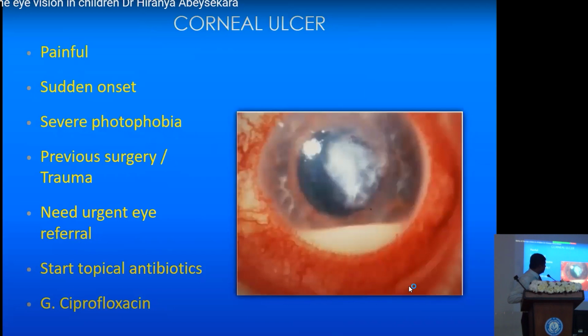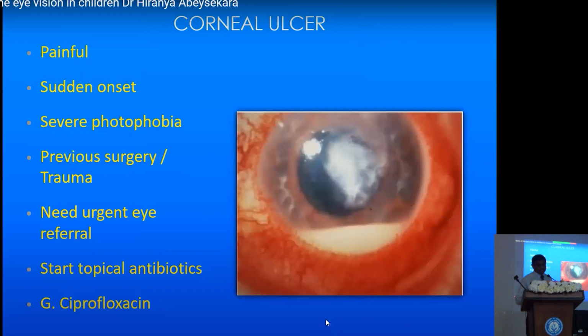This is pus inside the eye, which we call hypopyon. Right? Ophthalmic terminology is a little bit Greek. We don't call it pus, we call it hypopyon. This is the ulcer. This is again part of the hypopyon. And this is blood inside the anterior chamber, which we call hyphema.